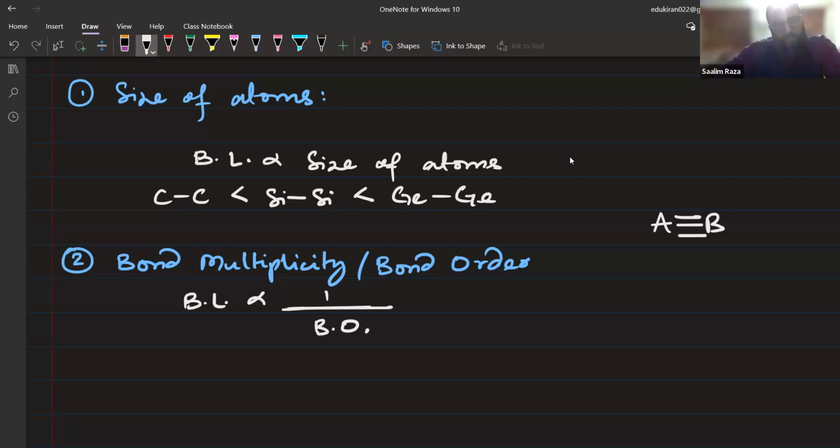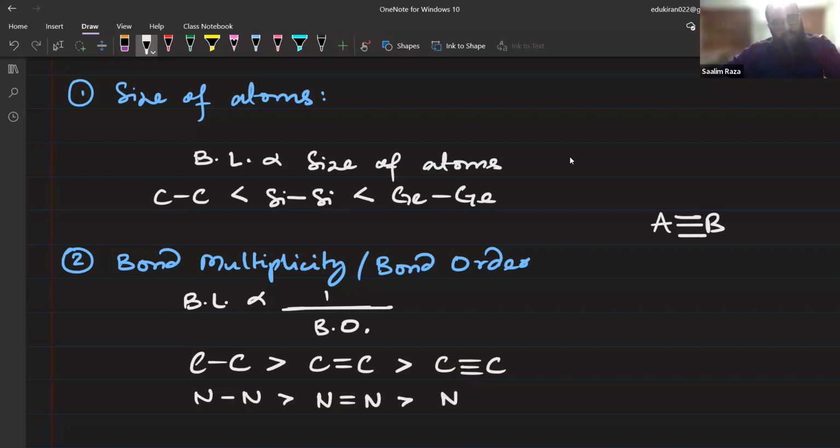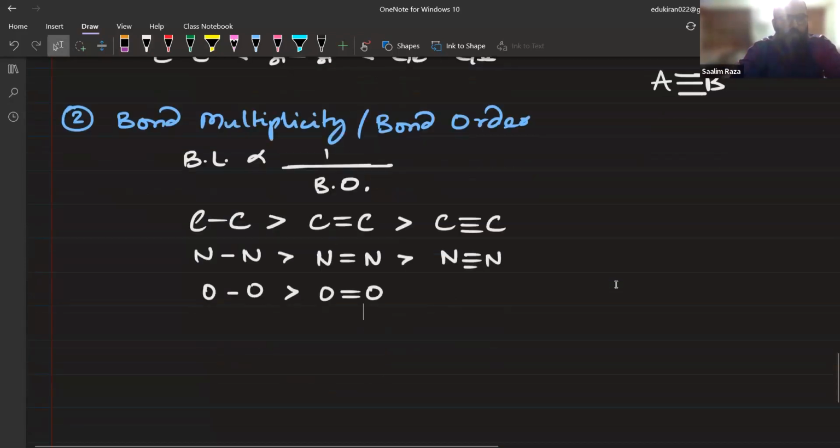That is why I can say that in case of carbon, if I compare carbon single bond, carbon double bond and carbon triple bond, then the carbon triple bond will be the smallest, followed by carbon double bond, and the carbon single bond will be the largest because there is only one bond. Similarly, you can compare nitrogen also. Nitrogen single bond will be largest, followed by nitrogen double bond, followed by nitrogen triple bond. And for oxygen, oxygen single bond will be longer than oxygen double bond. Oxygen triple bond cannot be formed. Right, bond multiplicity.